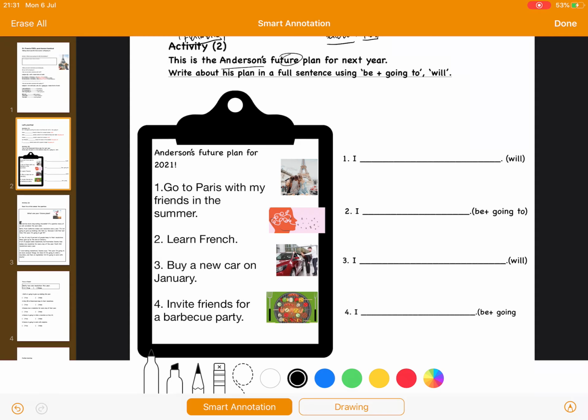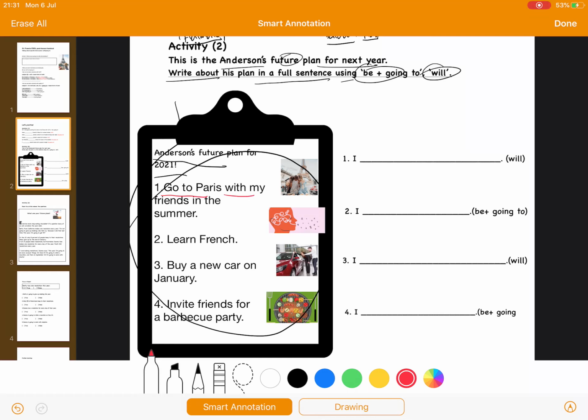This is Anderson's future plan for next year. Write about his plan in a full sentence using be plus going to and will. So we have Anderson's future plan for 2021 in this note. So let's read number 1, plan of Anderson.